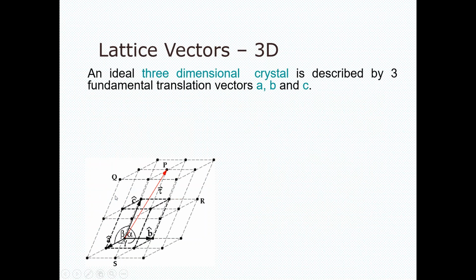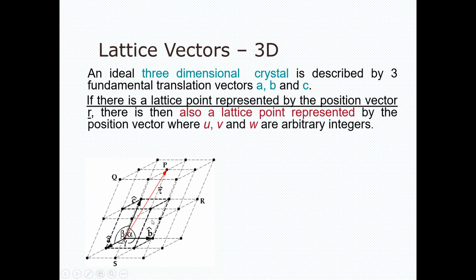So how can we deal with the lattice vector in 3D? Just like we have the concept in 2D, an ideal three-dimensional crystal is described by three fundamental translation vectors. Here you can see these translation vectors are vector A, vector B, and vector C.